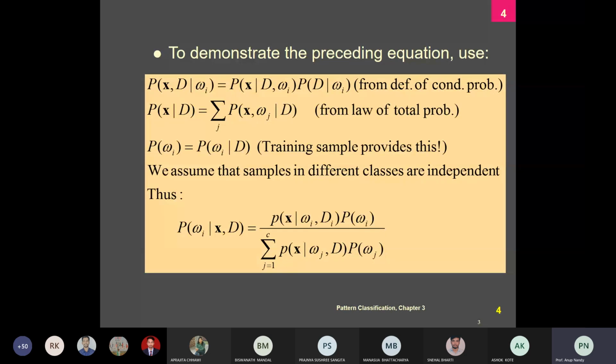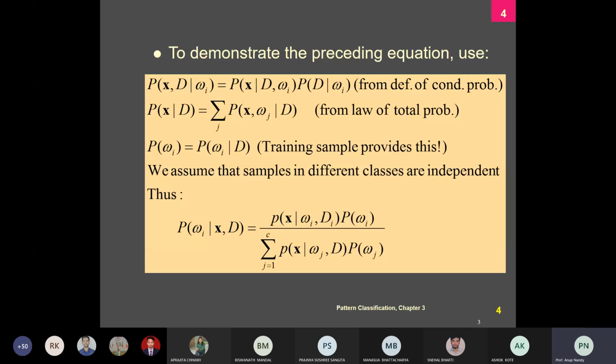There are two things you are going to estimate. One is the class conditional probability density function, P(x|D). From P(x|D) you can estimate P(x, wj|D) by applying the law of total probability. The other thing is the prior probability. How do we get the prior probability? From the training samples, P(wi|D), and from P(wi|D) you estimate P(wi). If you have these two pieces of information, then you can just replace them.